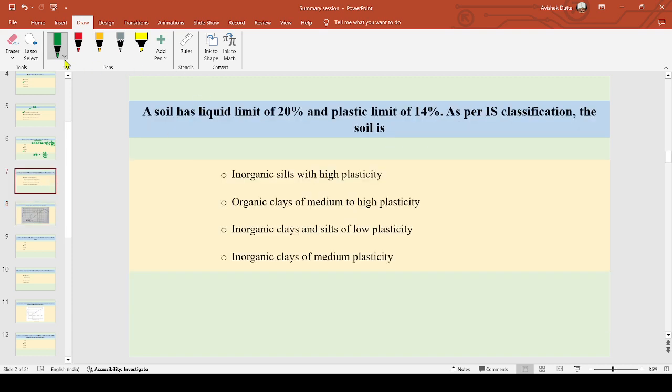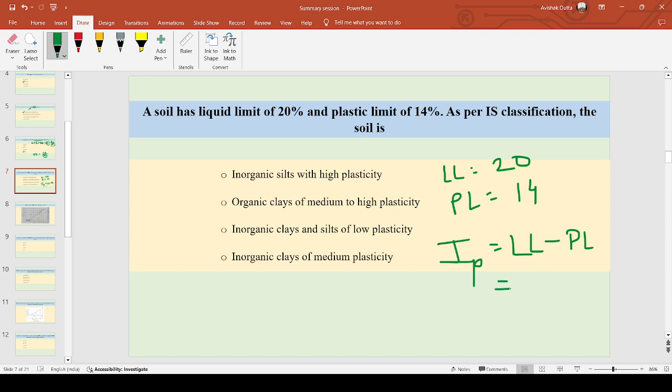So we have been given the liquid limit as 20 and the plastic limit as 14 in percentage. We can find out the plasticity index, or IP, by subtracting the plastic limit from the liquid limit. So liquid limit minus plastic limit gives us the plasticity index, and 20 minus 14 gives us 6. So it is 6%.